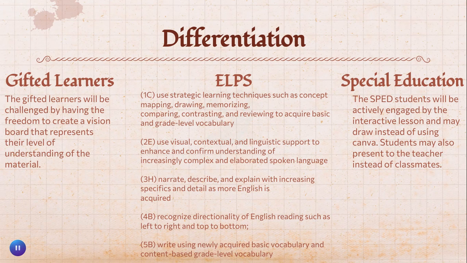4B, recognize directionality of English reading, such as left to right, top to bottom, and this is accomplished just by reading the documents and viewing how it works. 5B, write using newly acquired basic vocabulary and content-based grade level vocabulary. So this can be accomplished by having little paragraphs on their vision board, which they are allowed to include, so they can use vocabulary that was included in the Bill of Rights, etc.